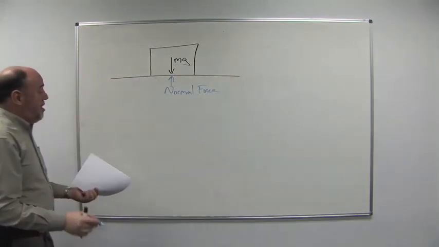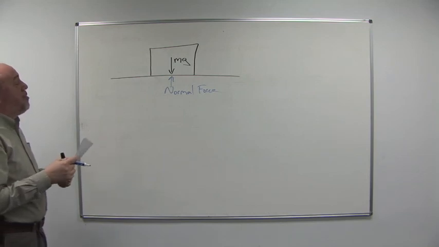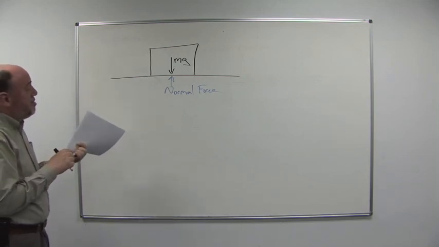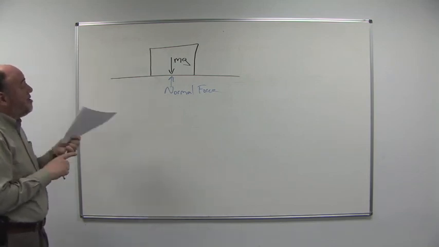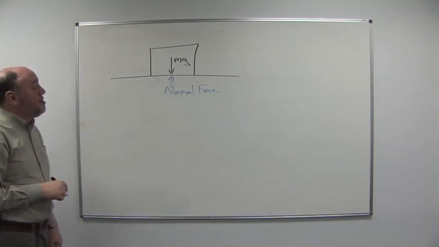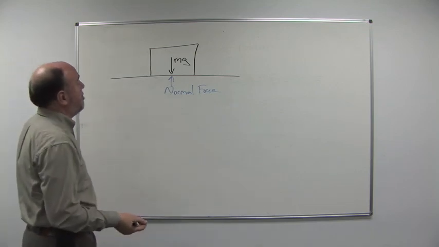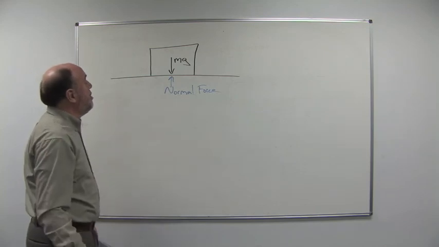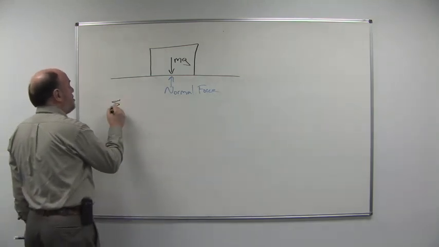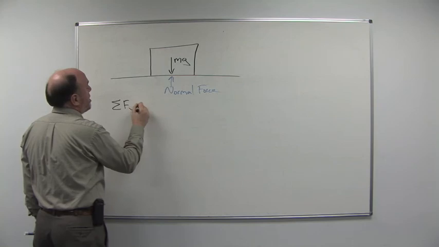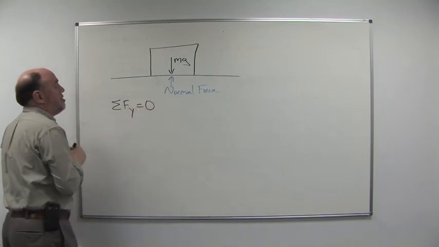And normal just means that the force is perpendicular to the surface. Now, given that this box isn't going anywhere, it's not going through the floor, and the floor is not bouncing it up into the air, the sum of the forces in the y direction has to be equal to 0. Right?